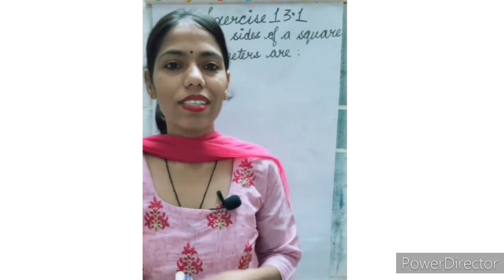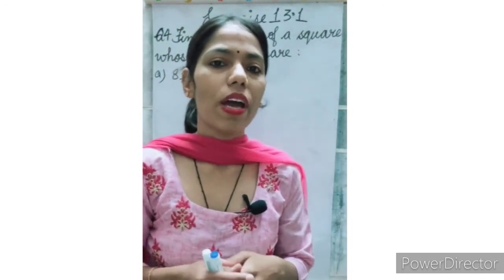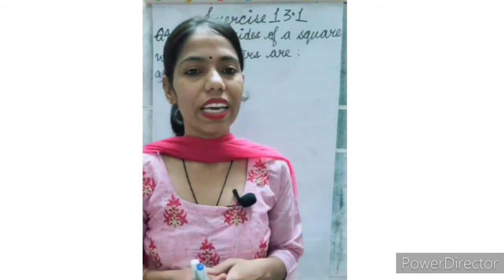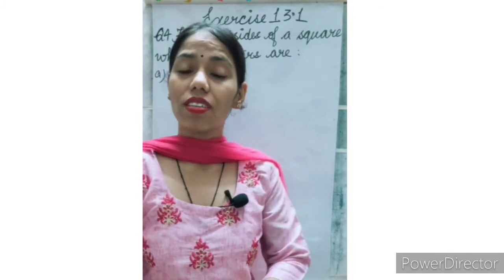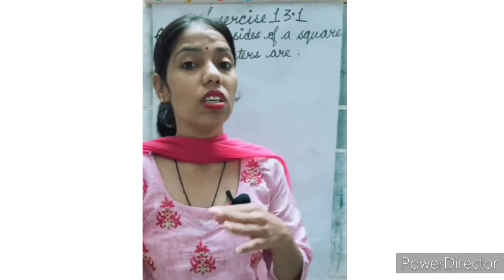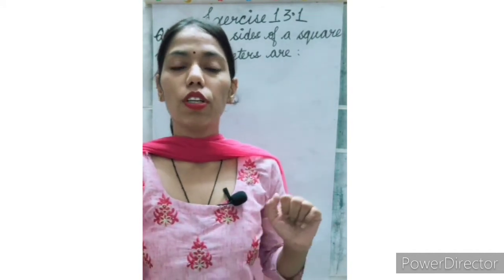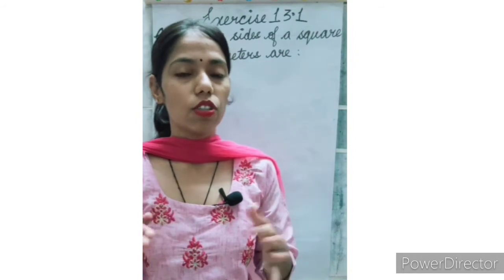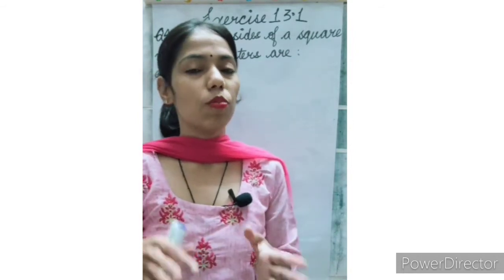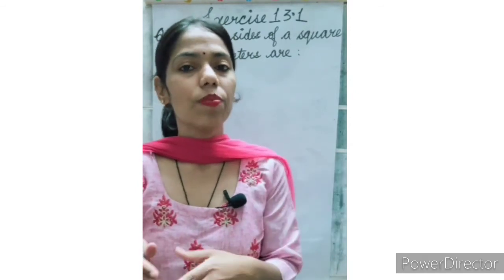Question number 4 is find the sides of a square whose perimeters are. Part A is 812 centimeter. Here perimeter of the square is given and we have to find out the sides of the square. So how we will find it out? We will use the same formula of perimeter of square, P equals to 4 into S, and with the help of that formula we will find out the sides of following squares.